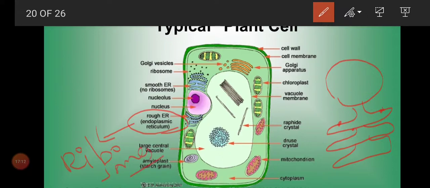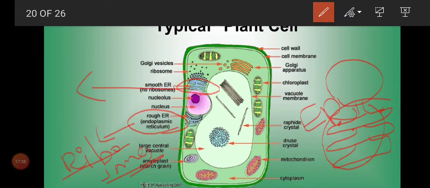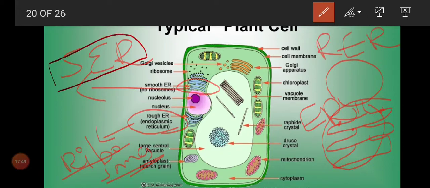Is that clear, children? So in continuation of the nucleus, there will be a flattened chain-like structure. What do we call that? Endoplasmic reticulum. In that, beads will be present. The beads are your ribosomes. If ribosomes are present in the endoplasmic reticulum, we call it the rough endoplasmic reticulum. Suppose ribosomes are not present, now look at this, no ribosomes, so we call it the smooth endoplasmic reticulum. So what is RER? RER means rough endoplasmic reticulum. SER means smooth endoplasmic reticulum.